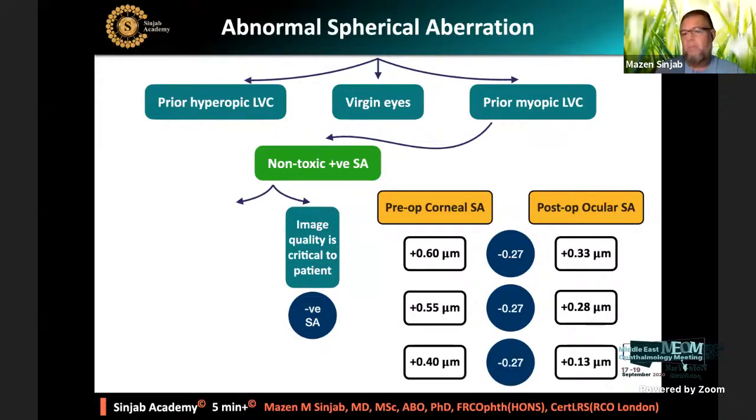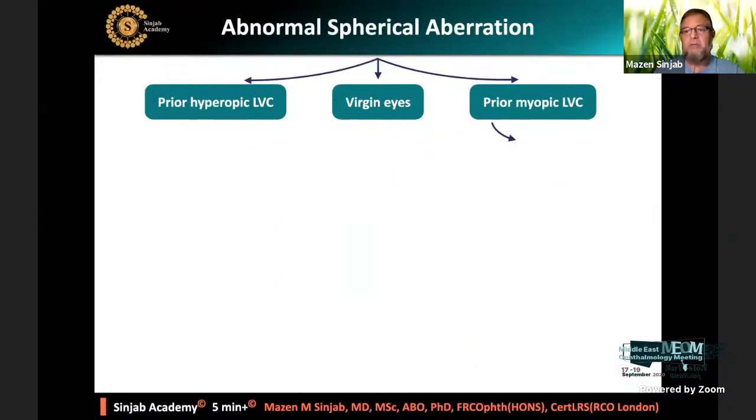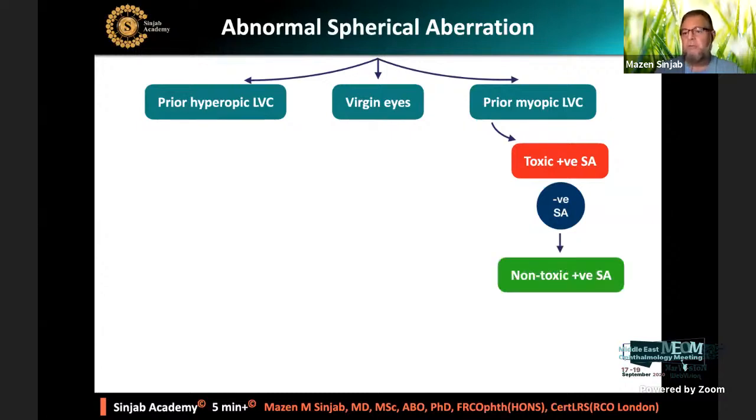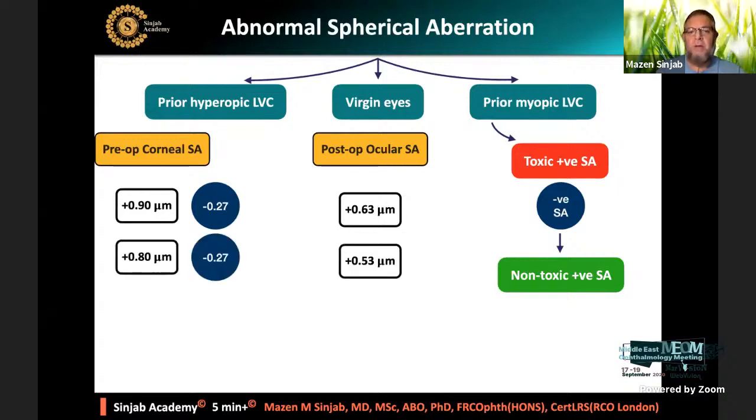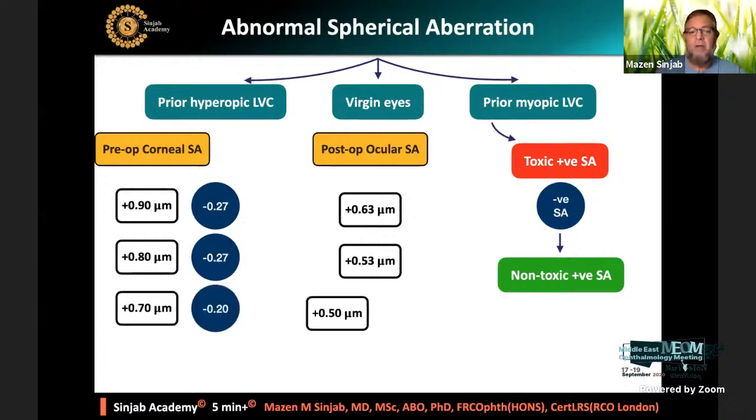And if it is plus 0.40, we will implant minus 0.27. So as you see, we have to choose the best spherical aberration IOL in order to neutralize it or to push it to the target as much as possible. Now, if it was toxic positive spherical aberration, there is no way to manipulate, and we have to push it to the non-toxic positive spherical aberration by neutralizing it. These are some examples. If it was plus 0.90, then minus 0.27. If it was plus 0.80, minus 0.27, and so on.